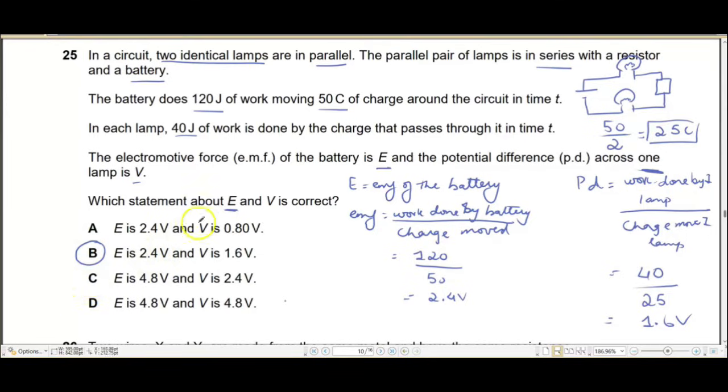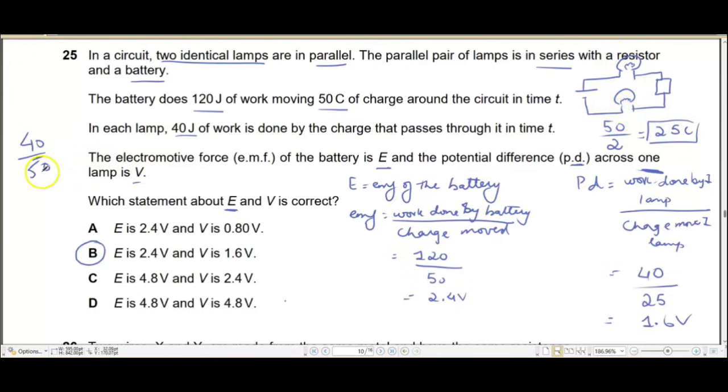Okay? Read the question carefully, draw the diagram in order to understand the scenario, and then solve the question. The tricky part in this question was that the PD was across one lamp. You could have easily calculated it by dividing 40 by 50, but they wanted the charge in one of the lamps, not both the lamps.